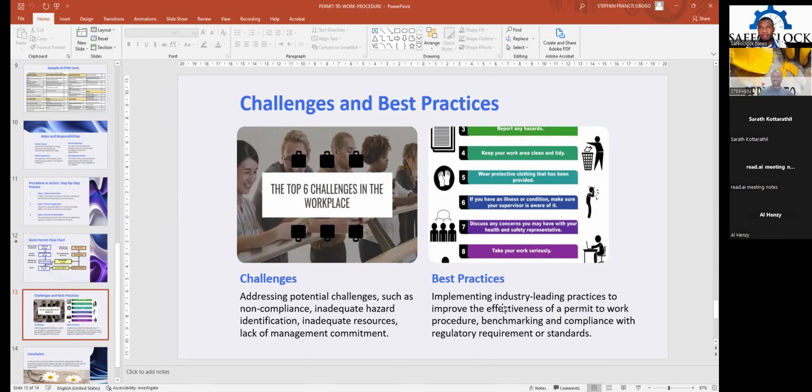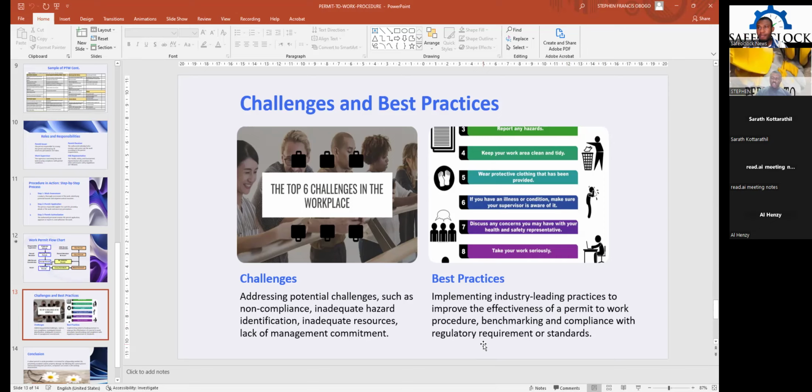People need orientation to know what kind of hazards are available in the kind of activity they do; reorientation and retraining so they are exposed to those things and can identify and spot them. Because as a safety representative, you will not be there at all times. They are the ones who carry out the activity. They are the ones that are going to spot it at the spot of doing their job or before doing their job. So for the best practices, implementing industry-leading practices to improve the effectiveness of the permit to work procedure.